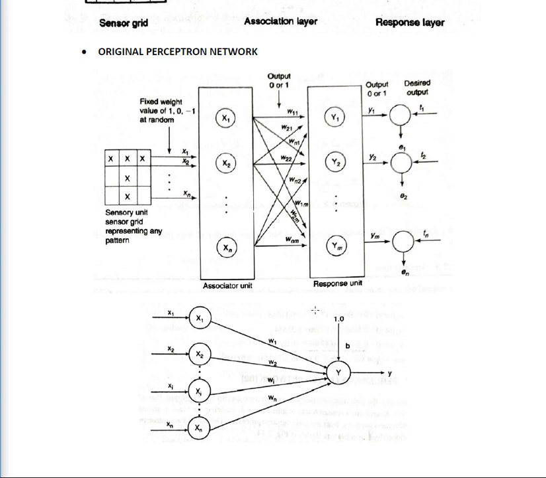Here there is no weight; only the input is being given. This is the weight that we are seeing here. Here all the grid points are given as input. That's how x1, x2, xn are represented here.